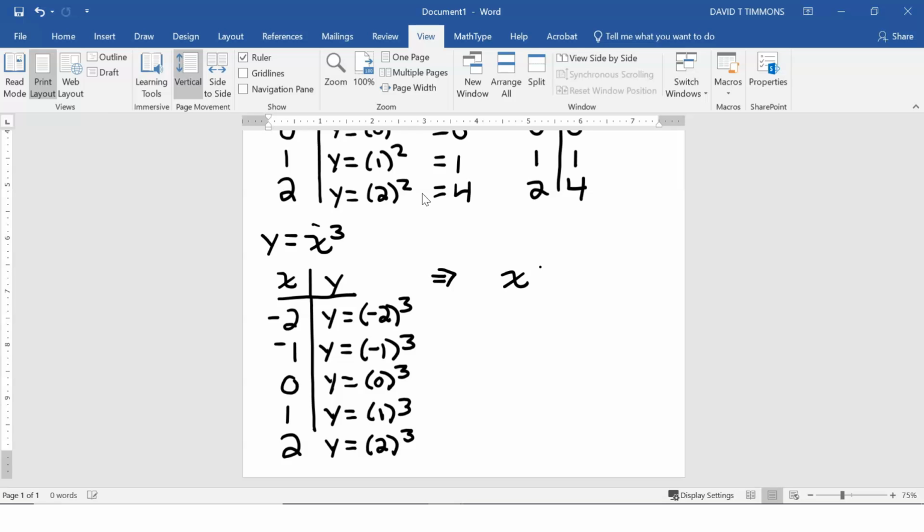We'll have our x values and our y values. So we'll have -2, -8, -1, -1, 0, 0, 1, 1, and 2, 8. Be careful with your exponents. Remember, a negative value to an odd exponent will come out negative.